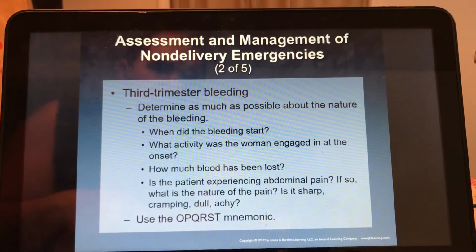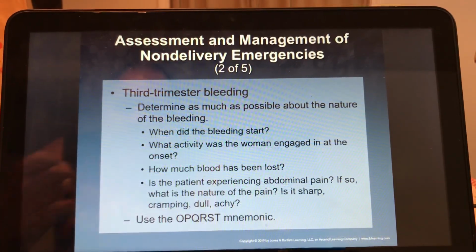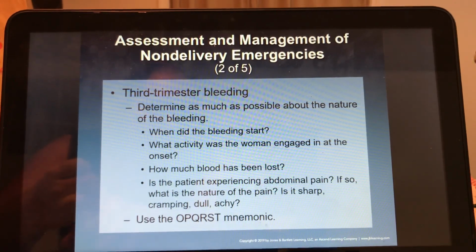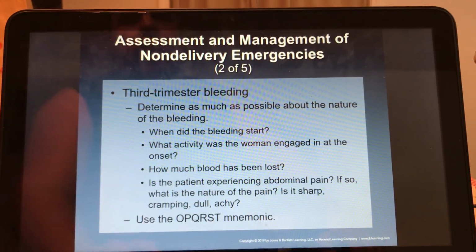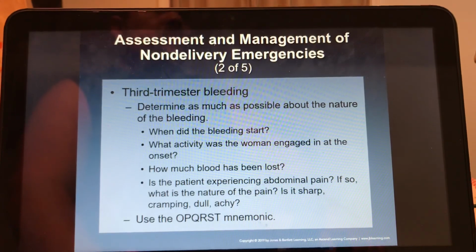Again, we went over third trimester bleeding, placenta previa and placenta abruptio. If you can figure out when the bleeding started, what were you doing? Was it during sexual intercourse? Because believe it or not, guys, pregnant women do have sex. Is there abdominal pain? Is there any pain? How long have you been bleeding? Maybe judge what color it was, if you can judge the blood color.